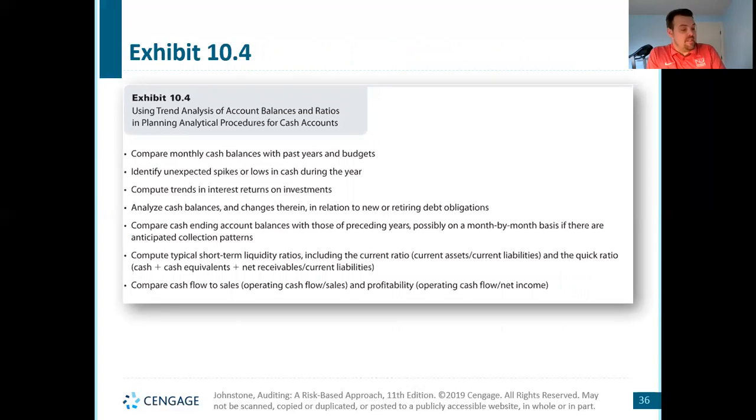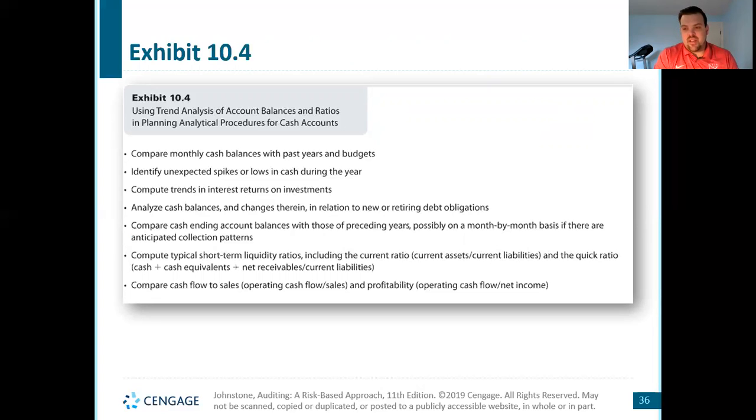Okay, some examples of the transaction analysis and account balance ratios. We're going to compare monthly cash balances with past years and budgets, identify if there are any unexpected spikes or lows in the cash, compute trends, interest, things like that.